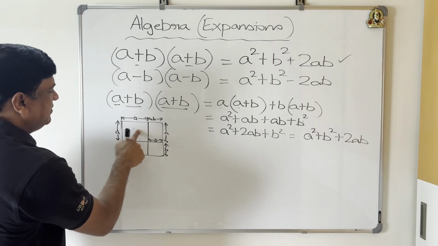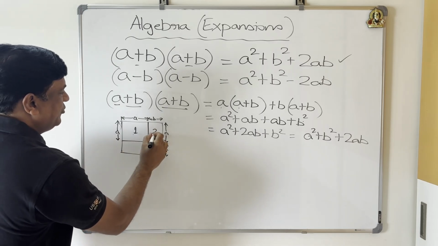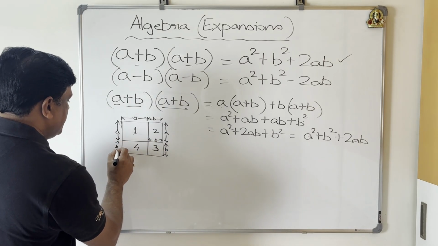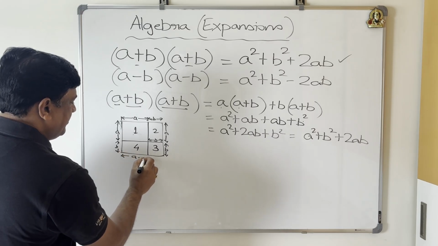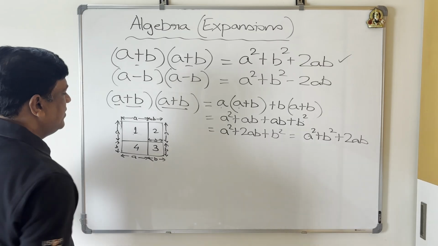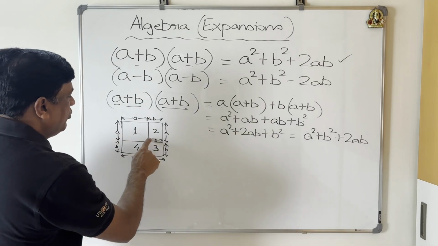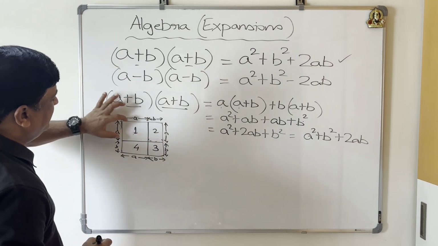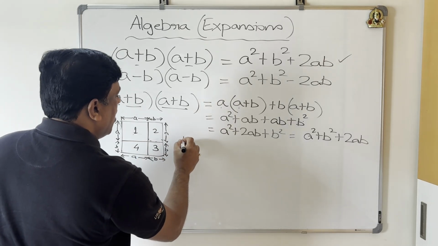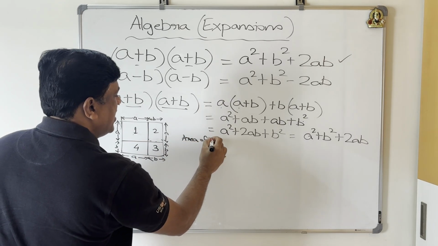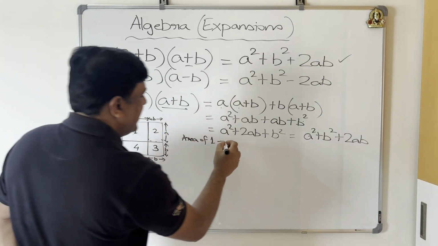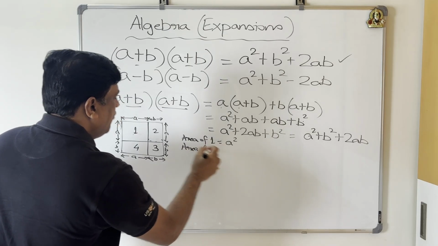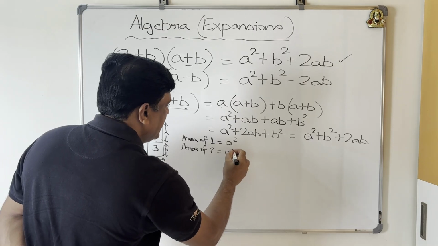This becomes a rectangle. I'll name it as number 1, number 2, number 3, number 4. Look at it. Okay. So let me mark these also. B. This is a. This is b. Okay. Now look at it. You have 4 different shapes over here. Let's consider only the first one. What is the area of 1? Area of 1 will be length into breadth, which is a times a, a square. Area of 2. b into a will give you ab.